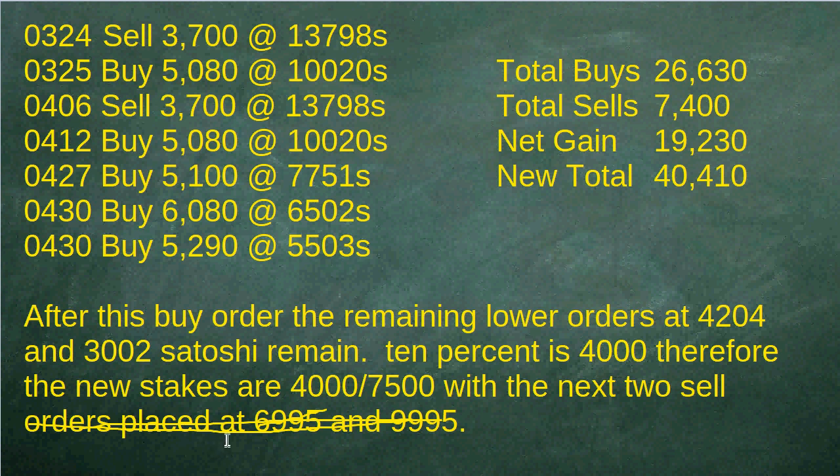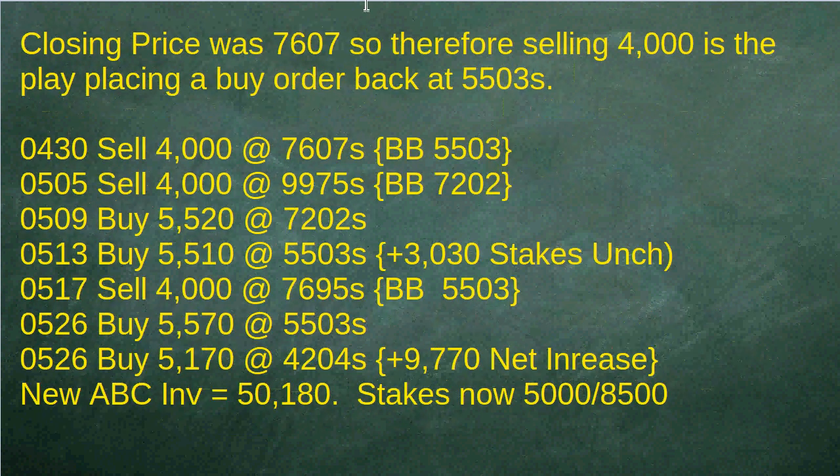Now, I can't put a sell order at 7,000 at the time. That's because the price was actually higher on the close at that time, for it was 7,607. Therefore, selling 4,000 is the play, placing a buy order back for this at 55.03.